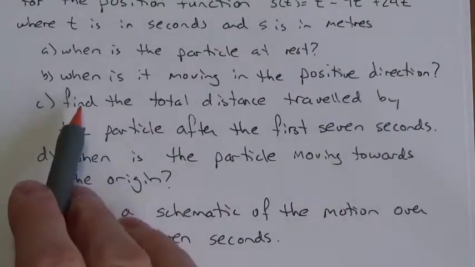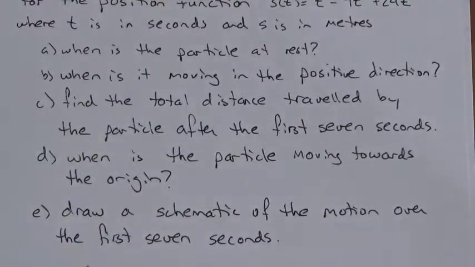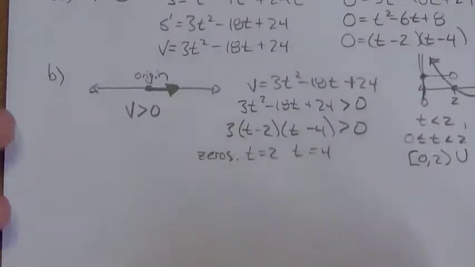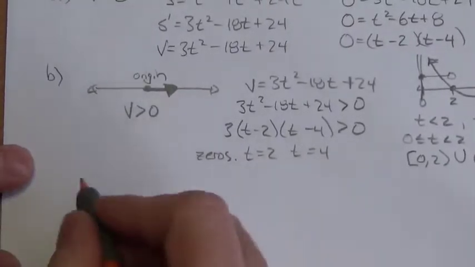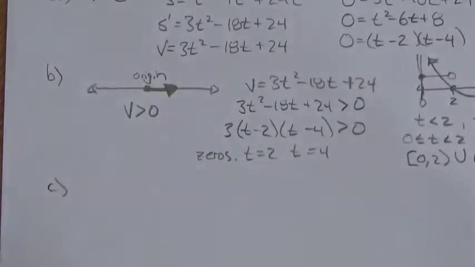C, find the total distance traveled by the particle after the first 7 seconds. Total distance. I am asking you for distance, but the function that I've given you is displacement. Now I realize that the purpose of this particular lesson is supposed to be velocity, and it is true that this particular question doesn't have all that much to do with velocity. But there's something that we're going to look at in a couple of minutes where this information is going to be important.